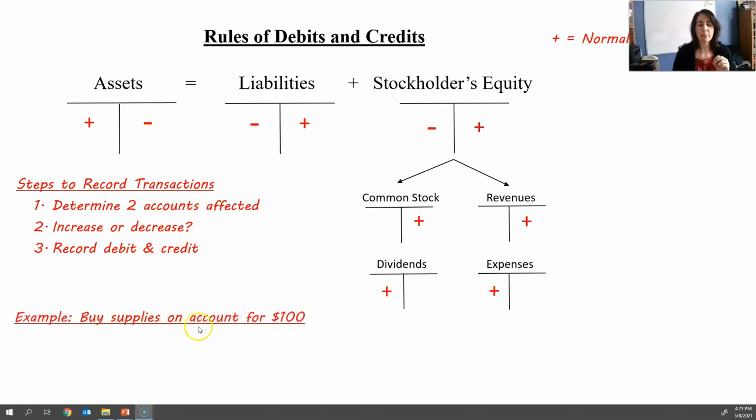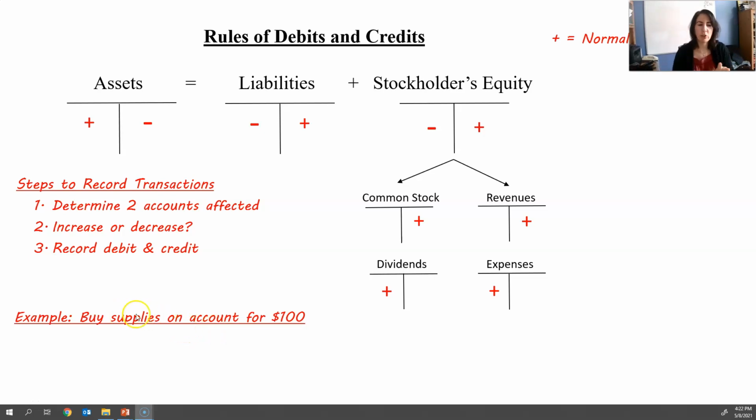Let's say we buy supplies on account for $100. Now, when you see the words on account, you'll always think accounts payable or accounts receivable. I want like a little bell to go off in your head that says on account means accounts payable or accounts receivable. Well, do I owe the money, which is an accounts payable, or am I getting money, which is an accounts receivable? So let's look back at this. Buy supplies on account for $100. So we're getting supplies and we owe somebody, Staples, whatever, $100. That's going to be an accounts payable.